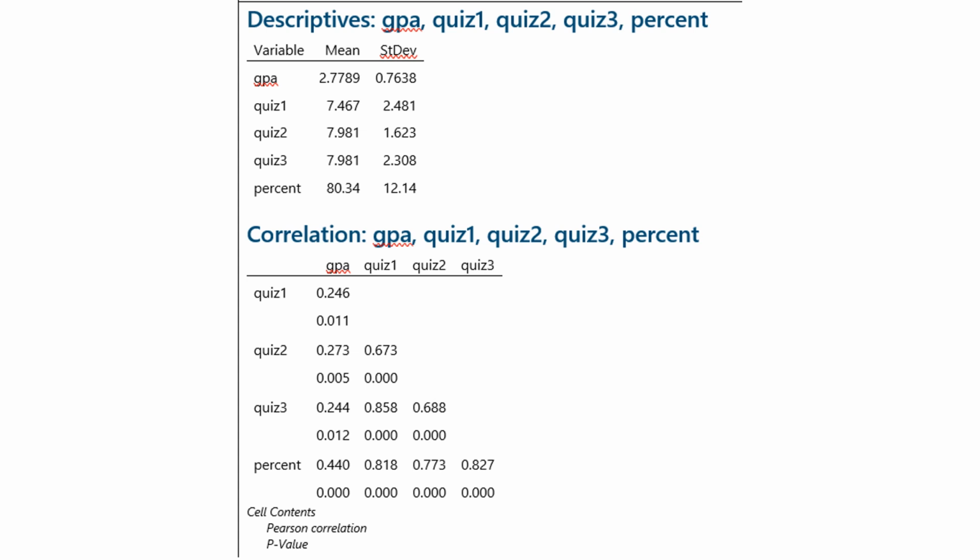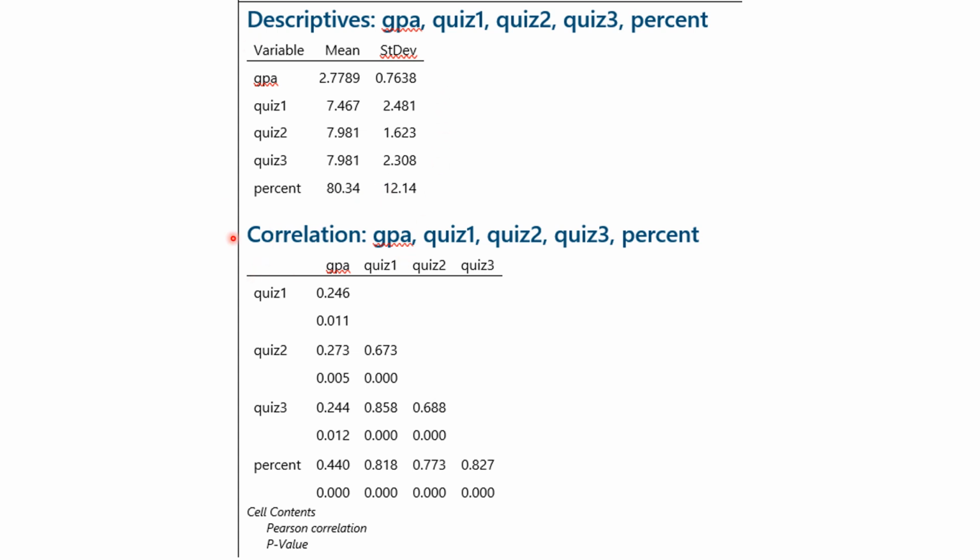Now what's really helpful though is correlations are kind of a weird thing because we think of them as doing a significance test, but they're also kind of a way to look at descriptive data. So oftentimes you'll see descriptive data such as for each of these continuous variables, GPA, quiz scores on 1, 2, 3, and class percent. We have a mean and a standard deviation for each of them.